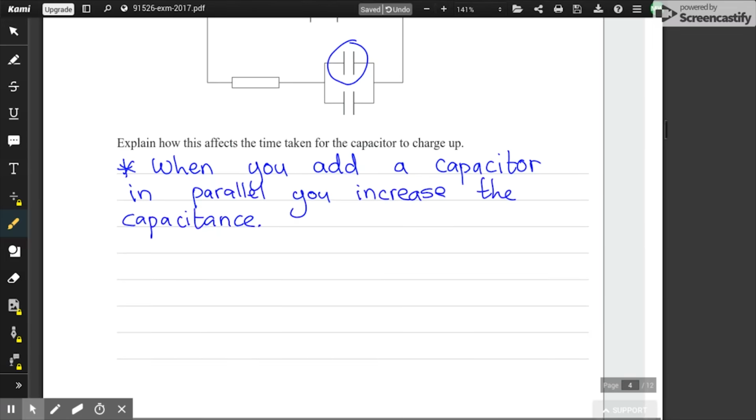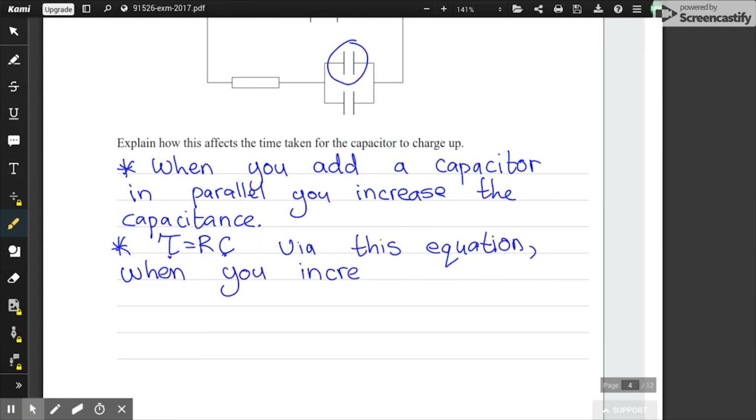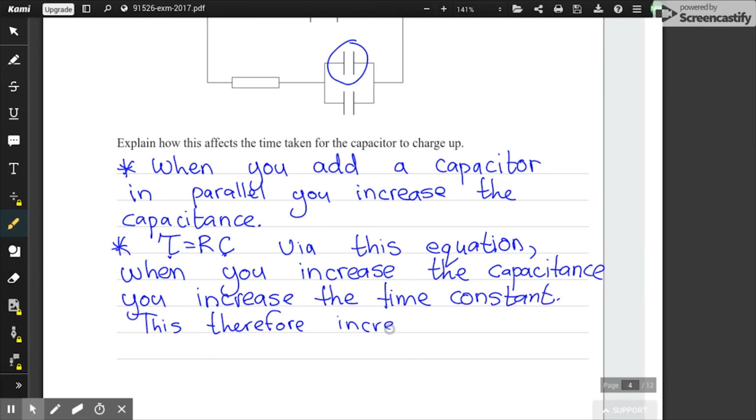Now, the next step here is that via our equation for our time constant, tau equals RC, you can see that if we increase our capacitance, our time constant must also increase, which increases the time for the capacitor to charge up. So let's write that. Via this equation, when you increase the capacitance, you increase the time constant. This therefore increases the time taken for the capacitor to charge.